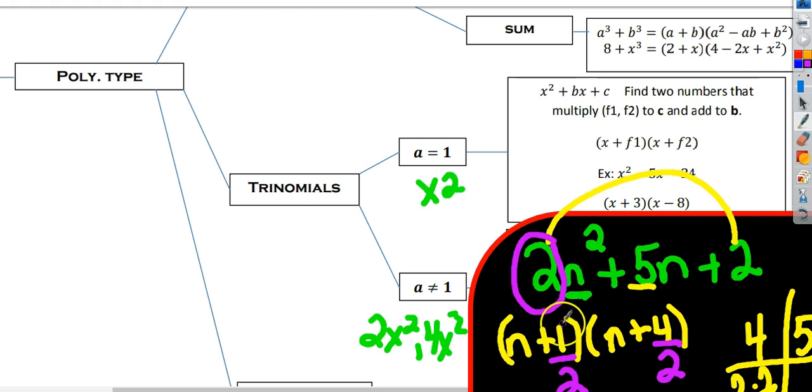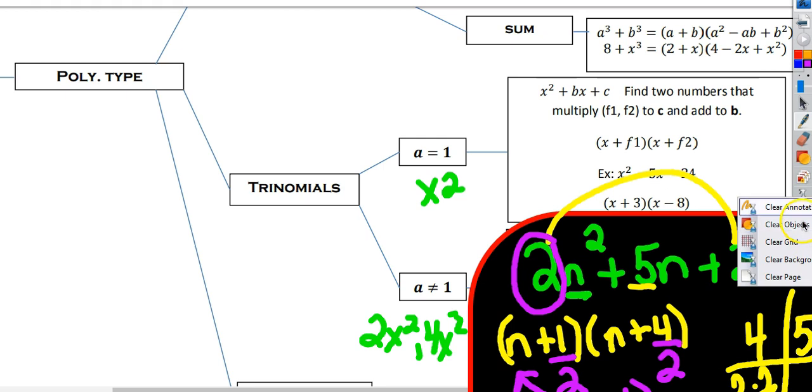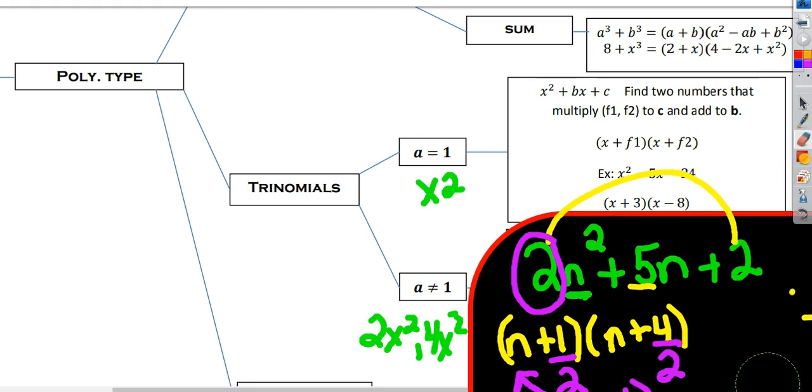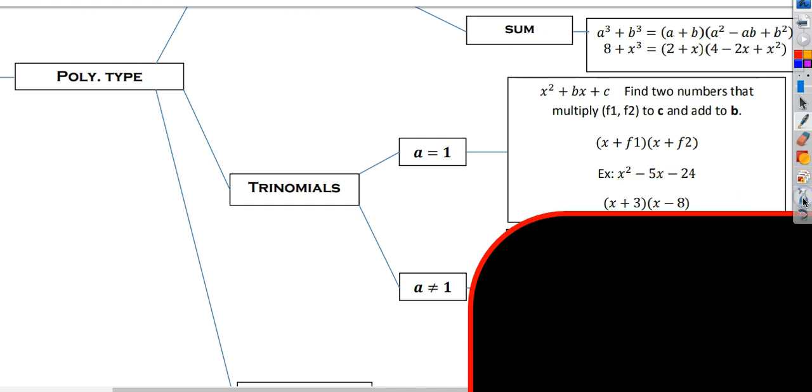So can this be reduced? Well, it can't be reduced, but what you can do is bottoms up. So then you have 2n plus 1. Now this one can be reduced. So now I have n plus 2. So my final answer here is 2n plus 1 and n plus 2. So that is the trinomial and the binomial.